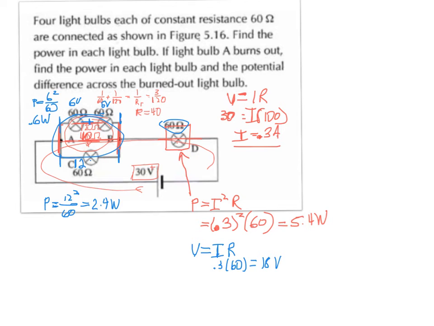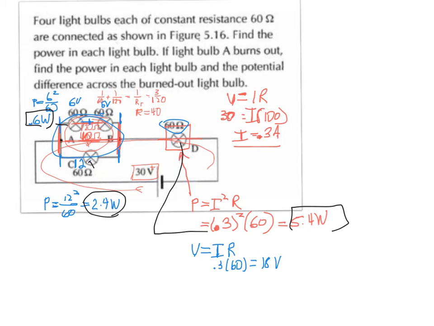So I've got 2.4 for this bulb right here. This bulb has a power of 5.4, and then those two bulbs at the top have a power of 0.6 watts. Okay, so they're the dimmest. All right, so the next part, we're only halfway done.